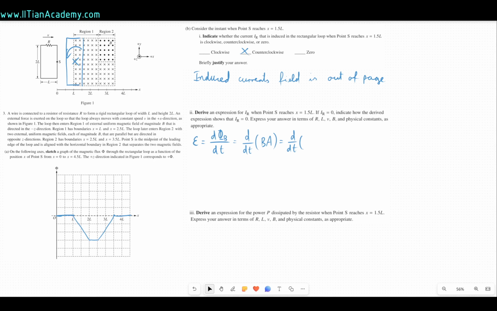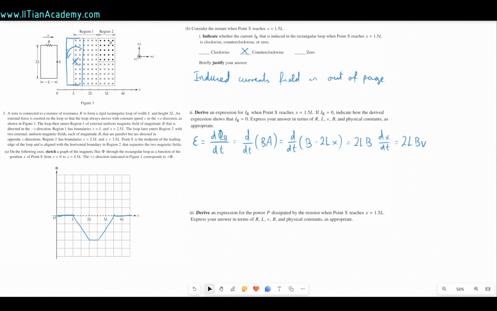We can simply write the area that is inside of the field as, well, we still have the B, and then the area is 2L times the x distance that is inside of the loop, inside of the field. And so we can rewrite this. B and L don't change as a function of time, only the distance that is inside of the field changes as a function of time. So we can simply write 2BL times dx over dt. Well, dx over dt is the speed of the loop. So we know that the EMF will be this value over here.